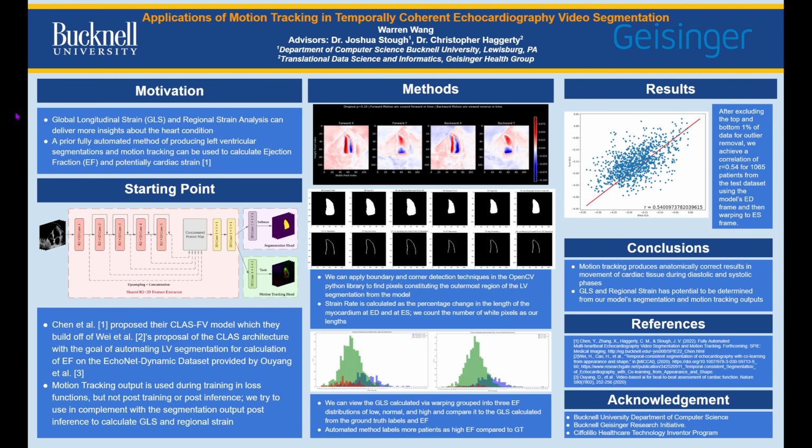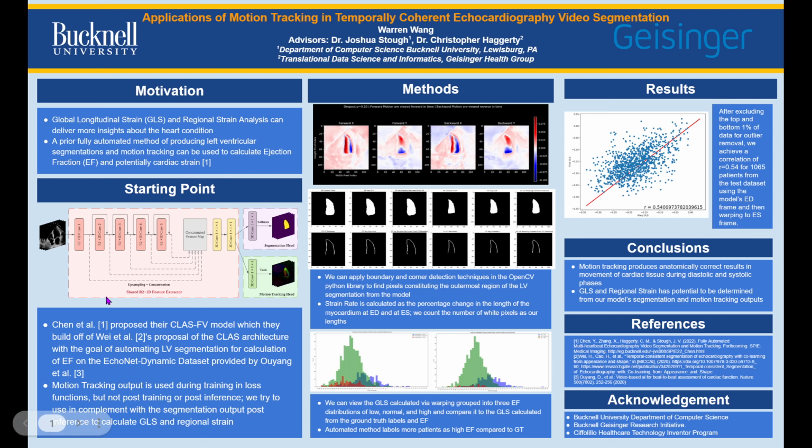The goal of this project is to calculate global longitudinal strain and regional longitudinal strain so that we can discover and help doctors diagnose cardiomyopathies in patients. This is hard to do manually. We use a deep learning approach to automate this process instead.